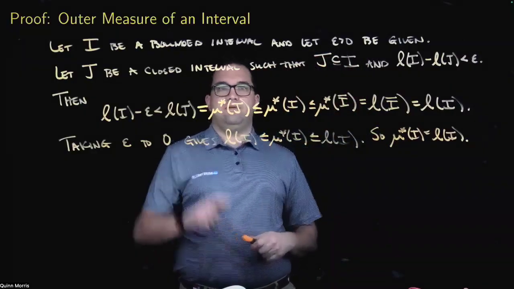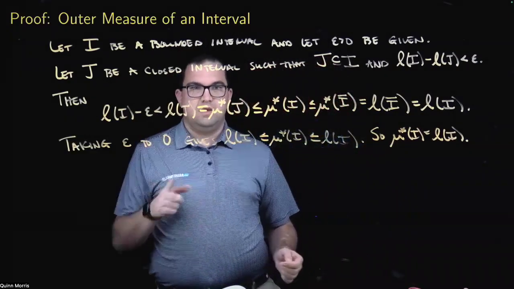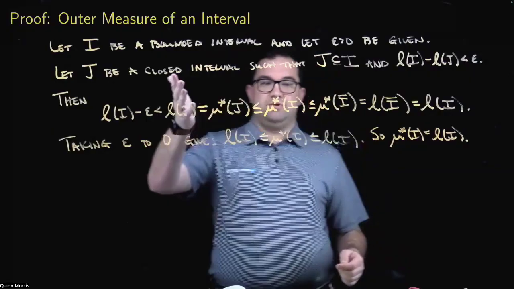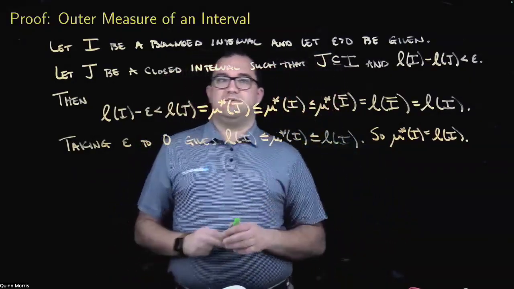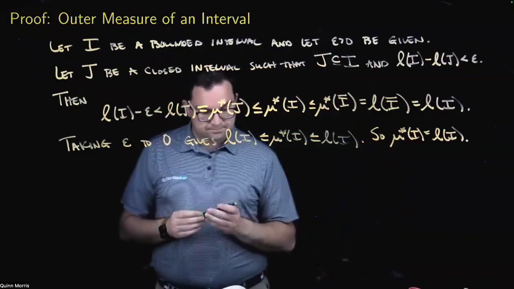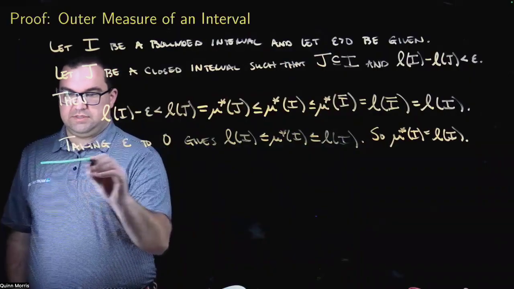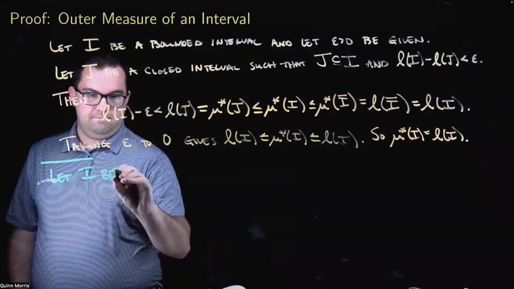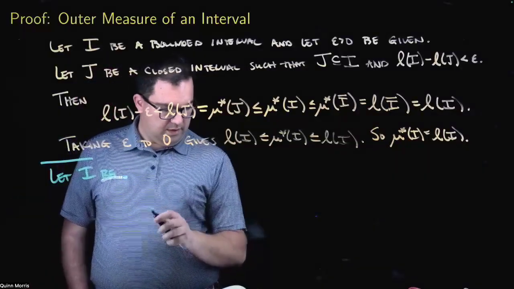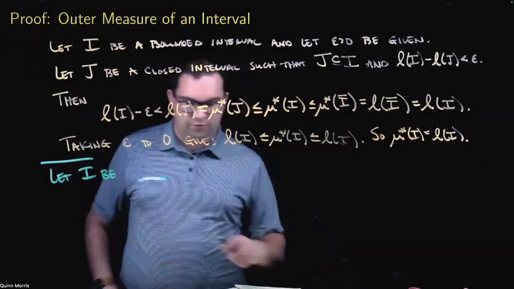Great. So now we've done this for any bounded interval. So we first did it for a closed and bounded interval. Now we've extended that to a generic bounded interval. Now the only thing left to do is to prove this for unbounded intervals. So now separate case, let I be any unbounded interval.